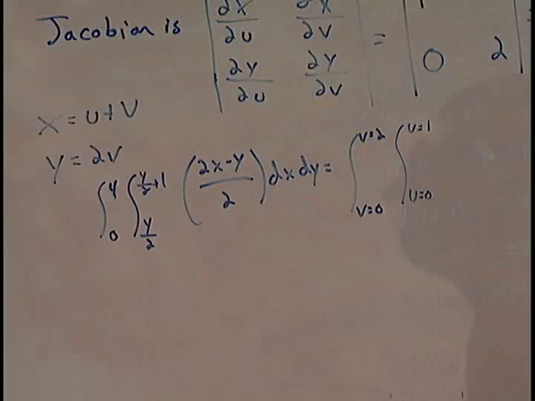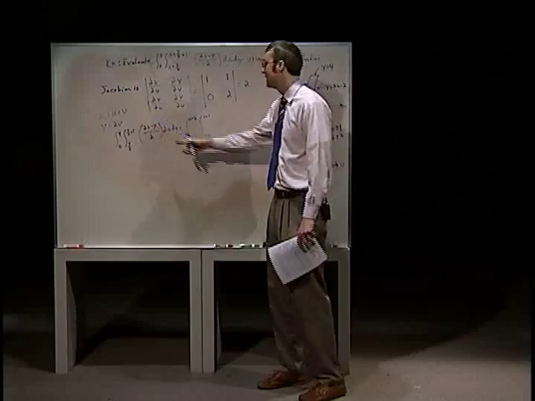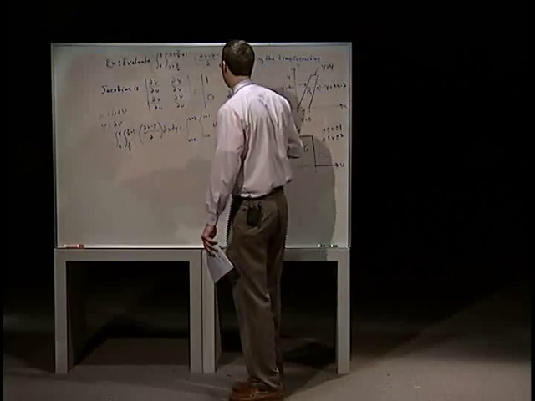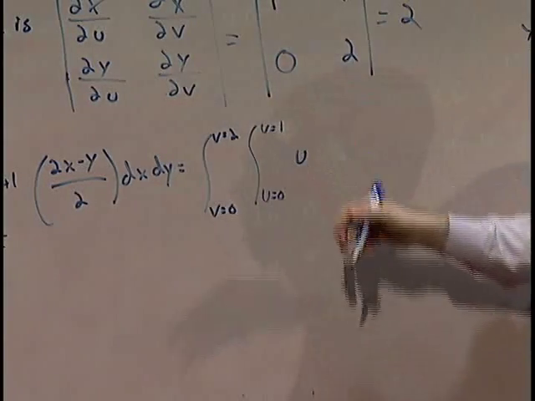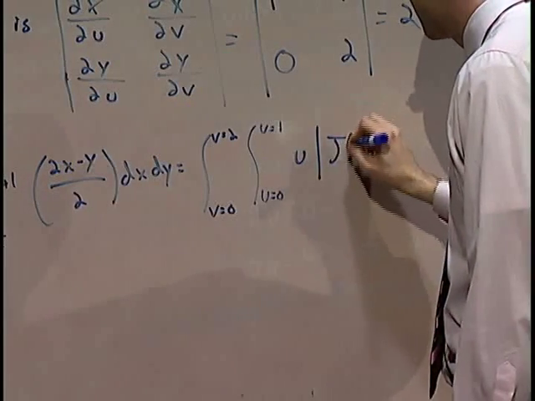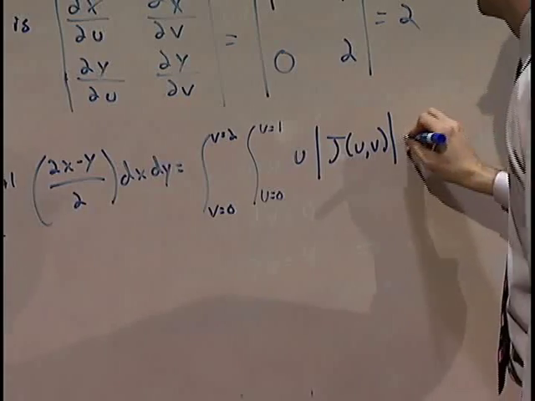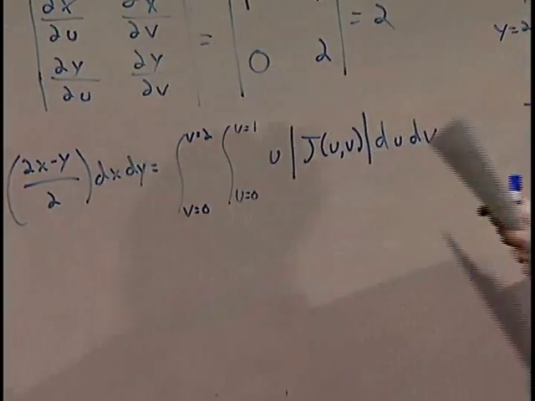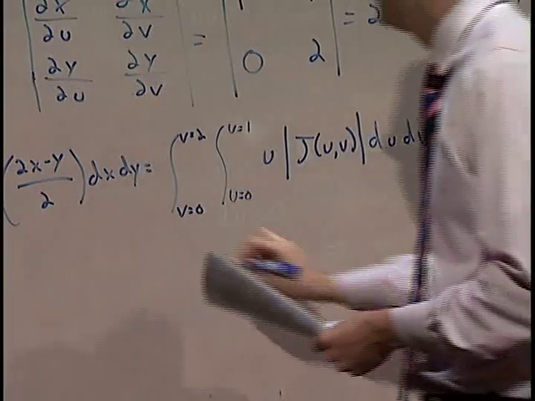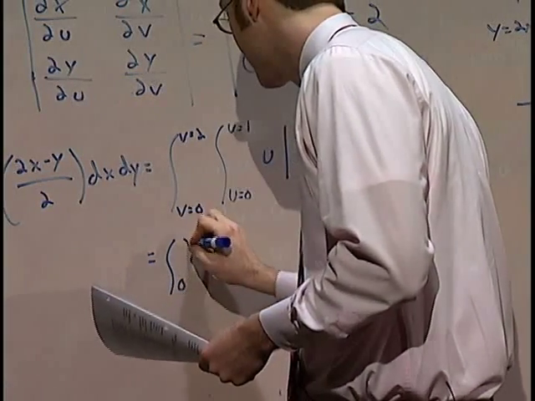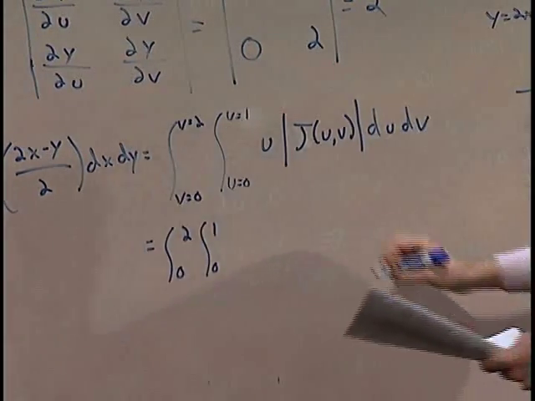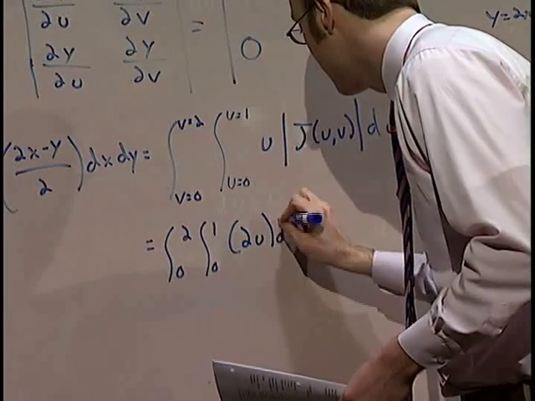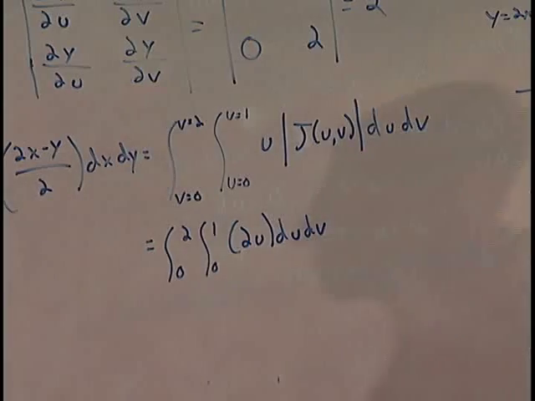The function, well, remember, our original transformation was let u equal this. So this piece is u, right? In other words, our original transformation was let u equal to this thing, let v equal to y over 2. So this is u, right, times the absolute value of the Jacobian, du dv, like that, right? Okay. So that's 0 to 2, 0 to 1. Absolute value of 2 is 2, so this is just 2u du dv. Okay.